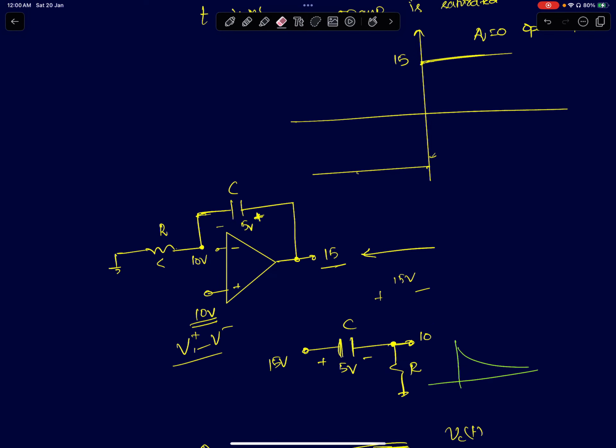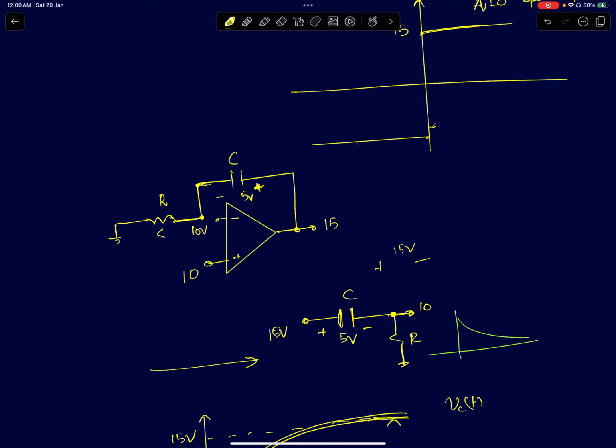So you have output voltage at 15 and the capacitor is charged to 5 volts, and the other terminal is connected through the resistor to ground. So the circuit reduces to something like this. We have a 15 volt source. So I can treat the op-amp's output like a 15 volt source. Remember, when the op-amp's output is saturating, I'm assuming it's just at the tip. So the op-amp is still able to provide current for charging the capacitor even after it is saturating. Okay, so that's why I'm assuming it's at this point.